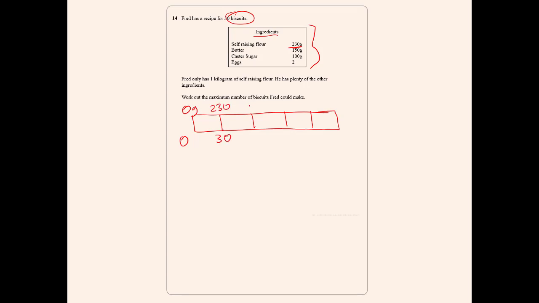That means if you double 230, it gives us 460. That will give us 60 biscuits, just doubling the biscuits now. Then add 230 more to 460. That gives us 690. Add 30 more to 60, which is 90 biscuits. And then add 230 more to 690. That gives us 920. And add 30 more gives us 120.